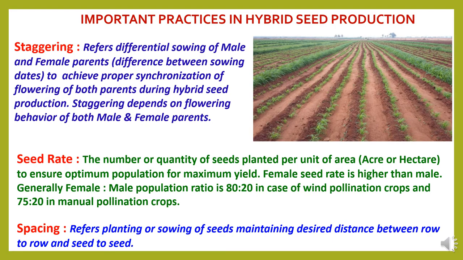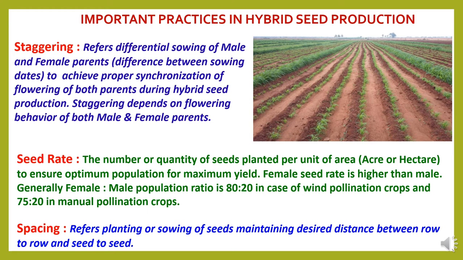In hybrid seed production, there are some important practices which we will study here. Like the first one is staggering. Staggering refers to differential sowing of male and female parents, meaning a difference between the sowing dates of both parents to achieve proper synchronization of flowering of both parents during hybrid seed production. Staggering depends on the flowering behavior of both male and female parents.